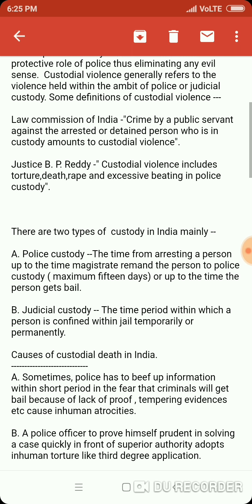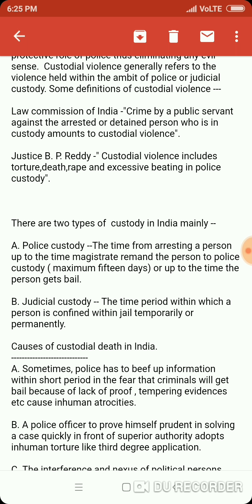I have collected two definitions of custodial violence given by the Law Commission of India and Justice B. Reddy. You can quote it in your exam wherever you find the relevance of this.